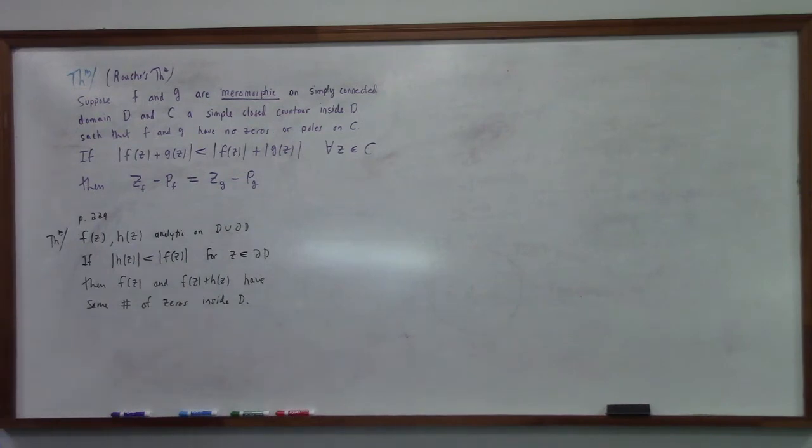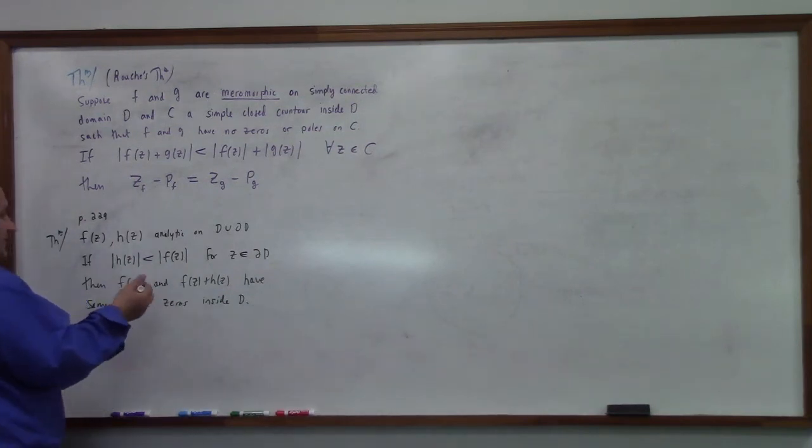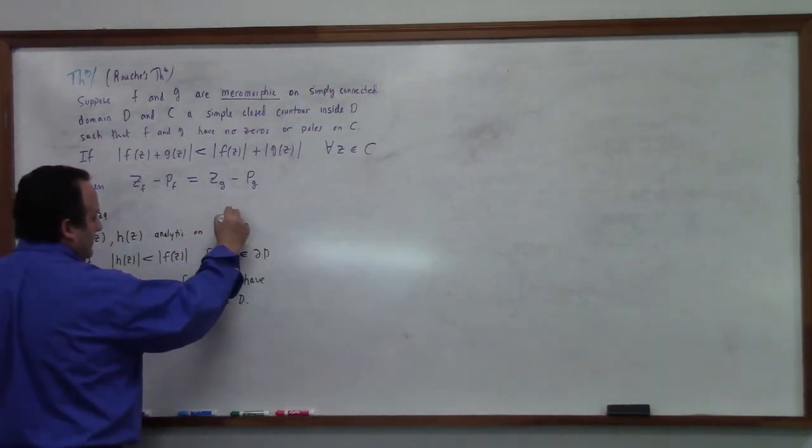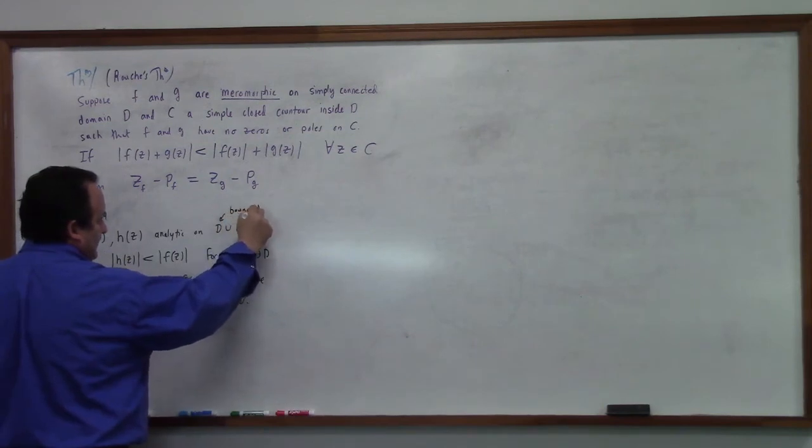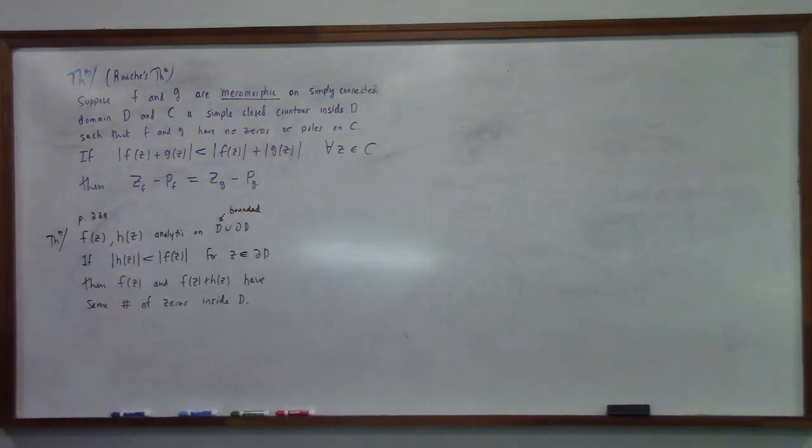And D is a bounded domain with piecewise smooth boundary. So D is bounded. So this is also called Rouché's theorem, yeah? So how can these be the same theorem? The one in purple at the top, from Matthew's book, is a more sophisticated version of Rouché's theorem.